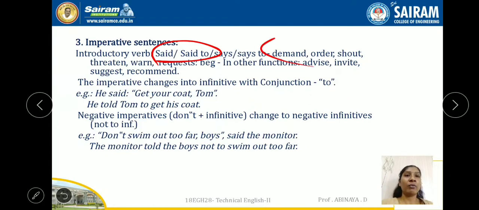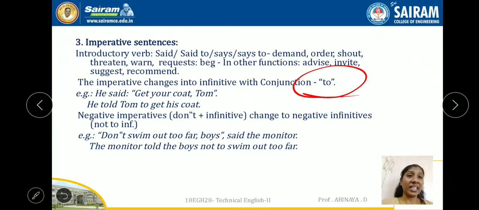If it is a demand, go for demanded, ordered, shouted, threatened, warned, requested. If it is begged, accordingly you can change it to the function of the quoted statement. Let us see here. The conjunction word to we are using here. If it is a negative statement, the conjunction word not to you have to use. Let us see here. He said, get your coat, Tom.